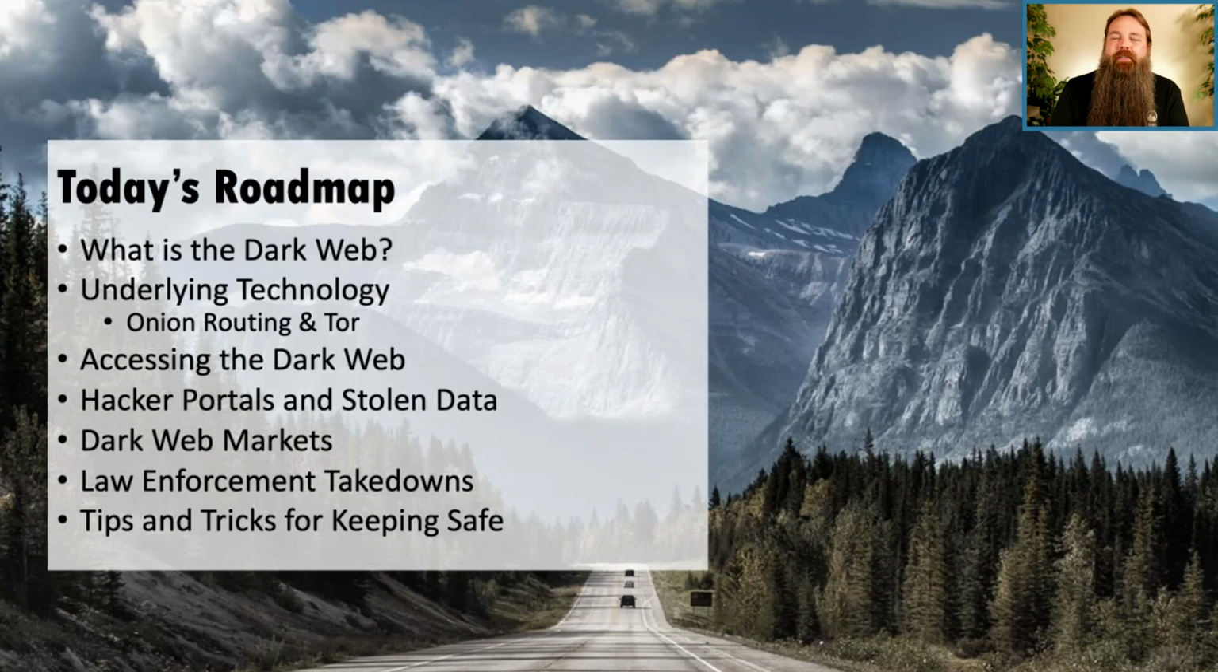So today's roadmap is going to be pretty straightforward. We're going to go through what the dark web actually is. We're going to talk about the underlying technology that actually makes it work. Specifically, we'll talk about onion routing and the Tor network. We're going to talk about how you access the dark web, and if you choose to, how you can do so safely. We'll talk about hacker portals and stolen data, the goods that we find for sale on the dark web.